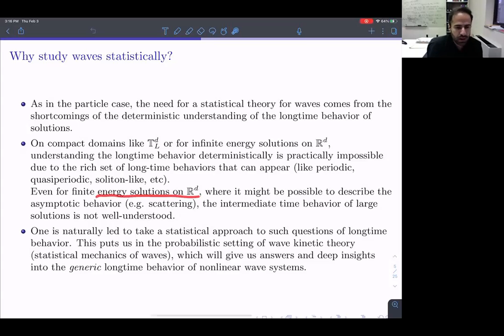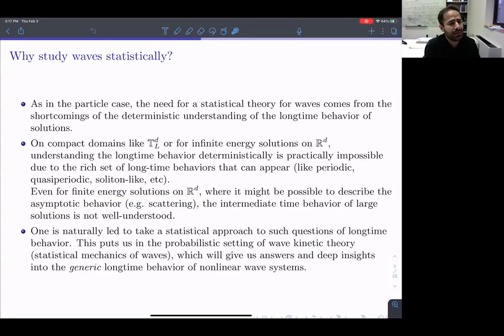This is a setting where we have a much better understanding of the asymptotic behavior of solutions. We can describe in that setting, in many cases at least, how the solutions behave as t goes to infinity. However, we do not have a good understanding of the intermediate time behavior. We don't understand what happens to the solution in the intermediate times before it scatters. And again, this will be a setting where the kinetic theory will be very illuminating on such questions.